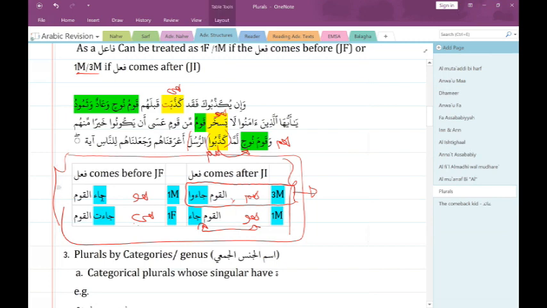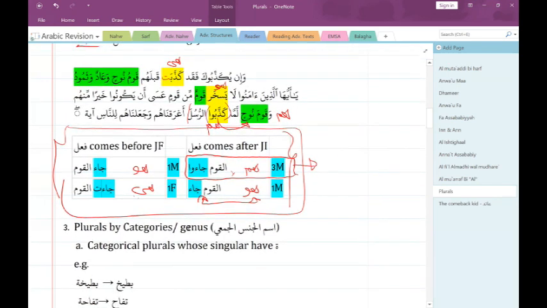Because with ja'a, the fi'l came before, so you have ja'a, not ja'at, and then you also have ja'at. And it's all referring to qawm. The people came, the people came. Same translation also. Al-qawmu ja'u, the people came. Al-qawmu ja'a, the people came. So it's the same sentence, just four different ways of writing it, depending on where the fi'l is positioned.